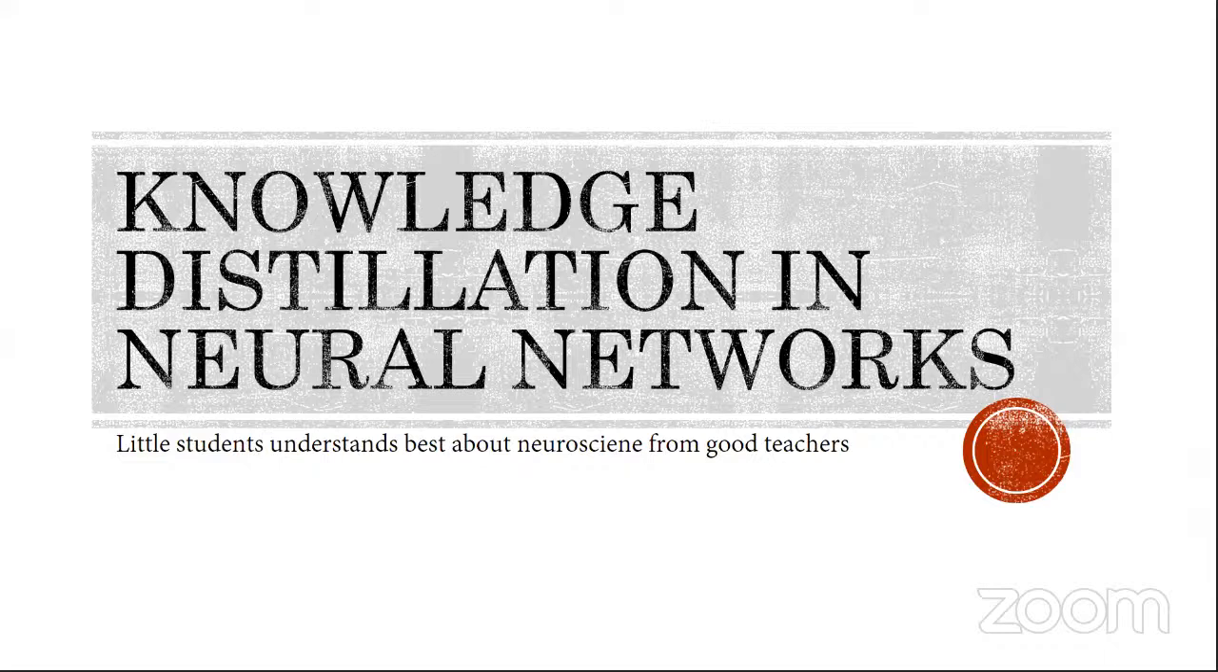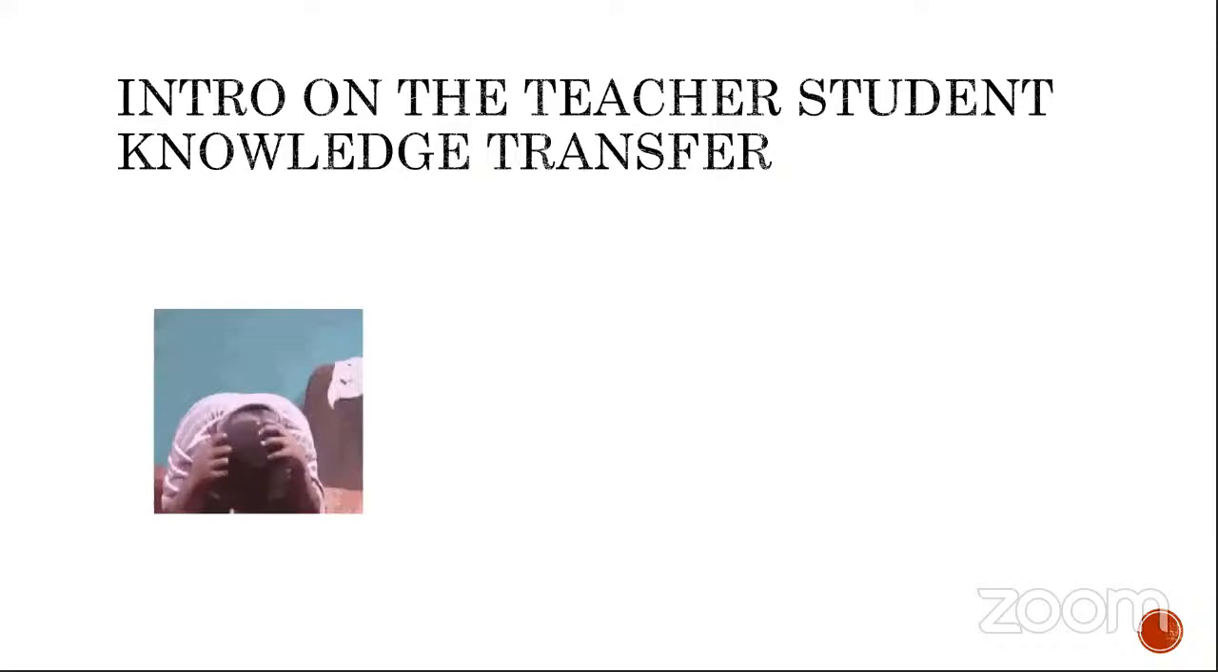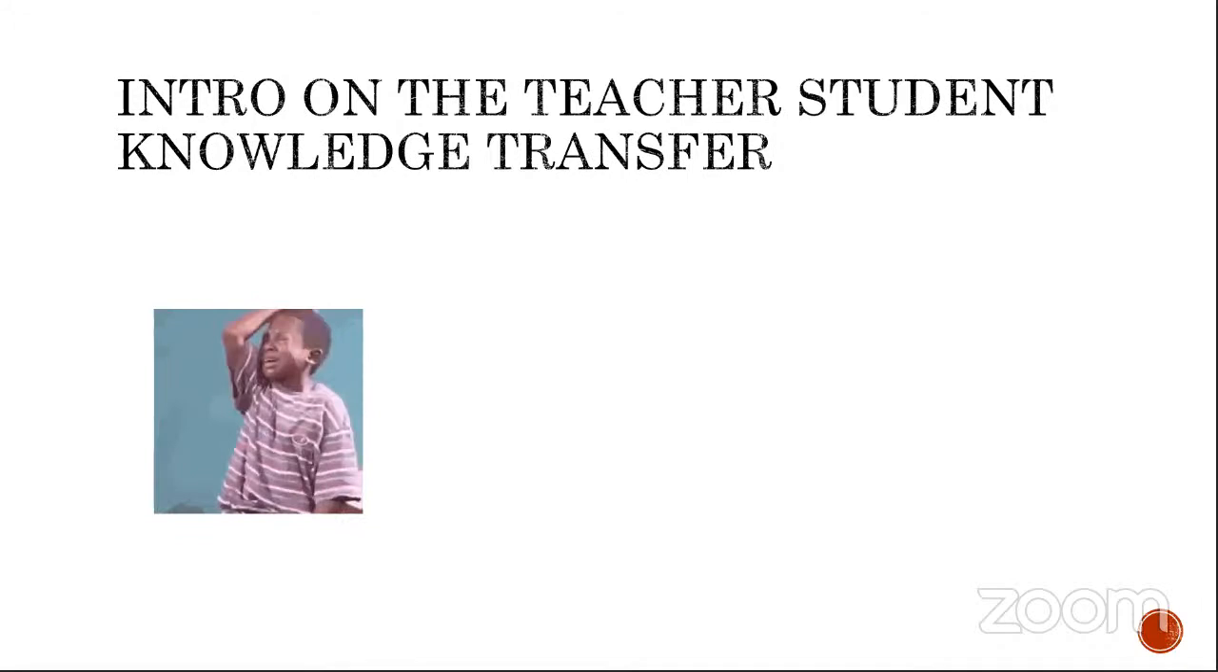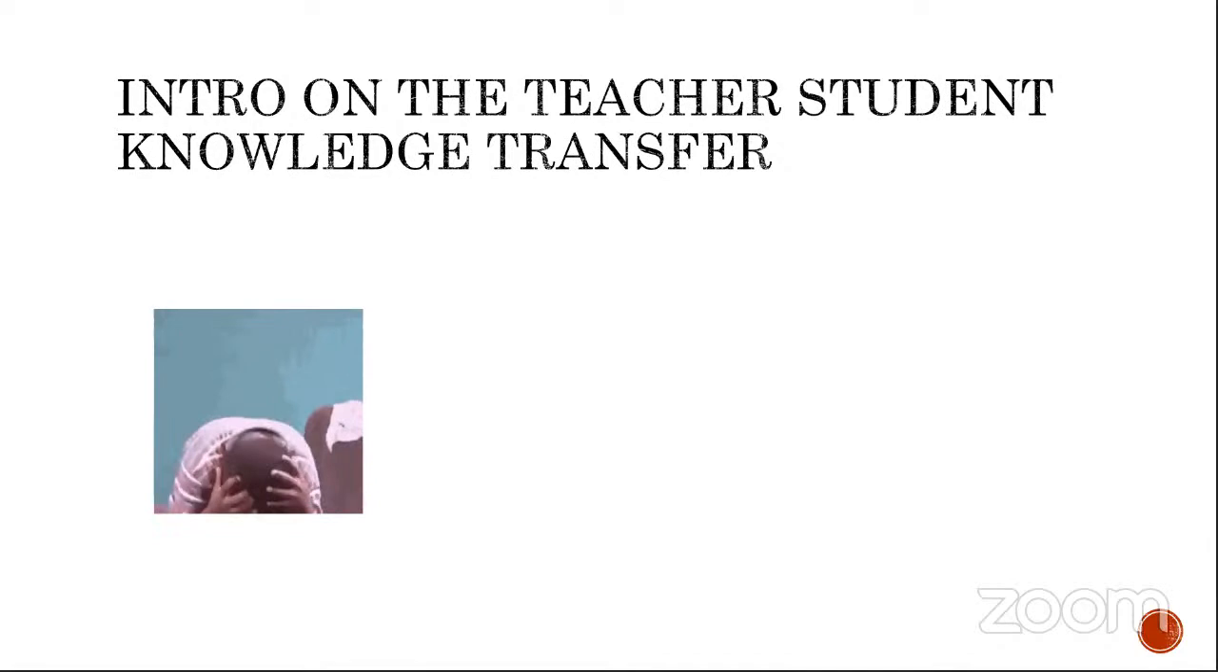In those situations, the knowledge distillation technique comes in. The basic understanding is, as the subtopic says, little students understand neuroscience best from good teachers. If we are trying to make a 5-6 year old student understand what neuroscience is, and you just give that student the piece of theory and all those things, he will be mad, like this kid.